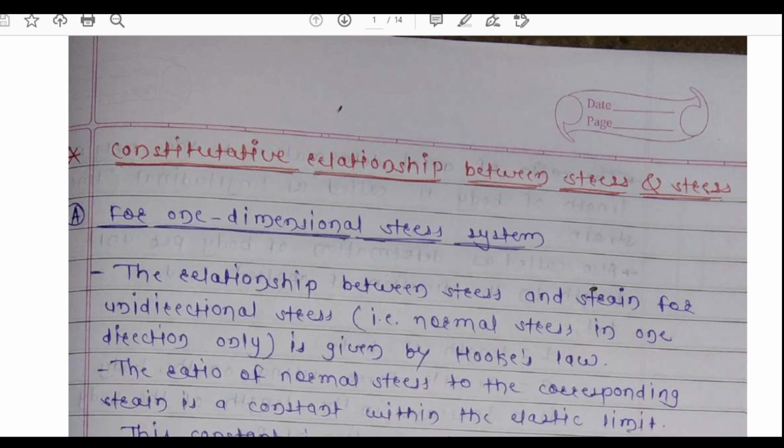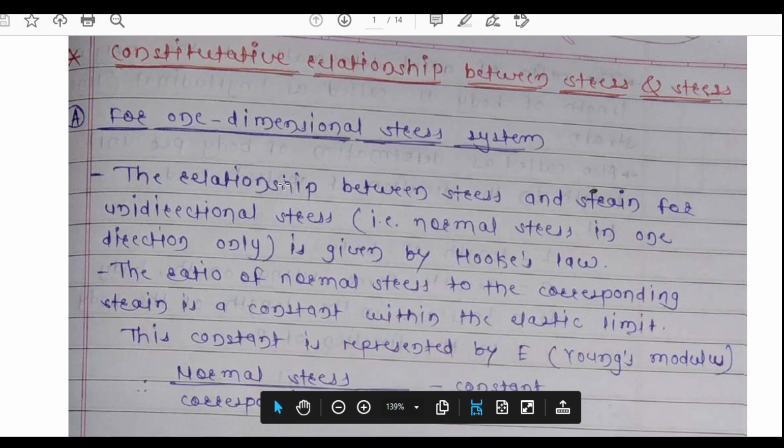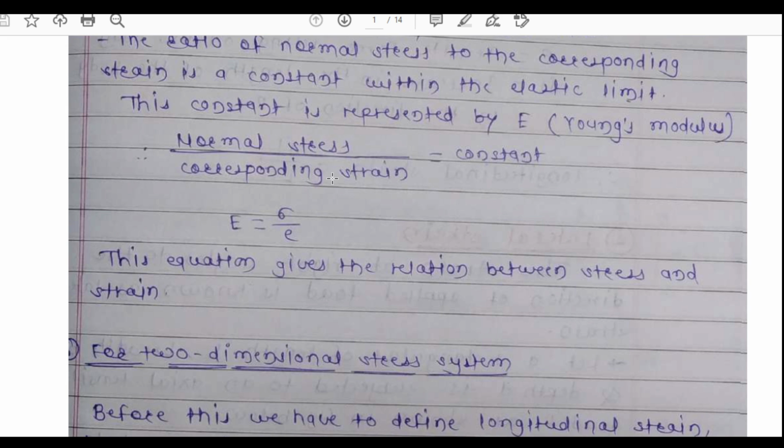Hello, in this video we will study the relationship between stress and strain in two dimension and three dimension system. In previous video we have studied the relationship for stress system in one dimensional. I hope you have remembered the relationship between them. That is very easy. Normal stress upon corresponding strain equals to your Young's modulus. That is only the relationship between stress and strain in your one dimensional system.